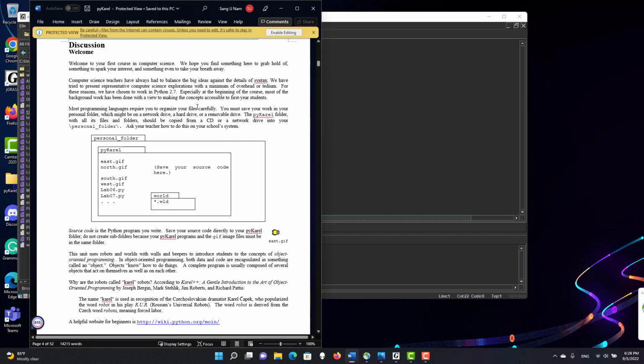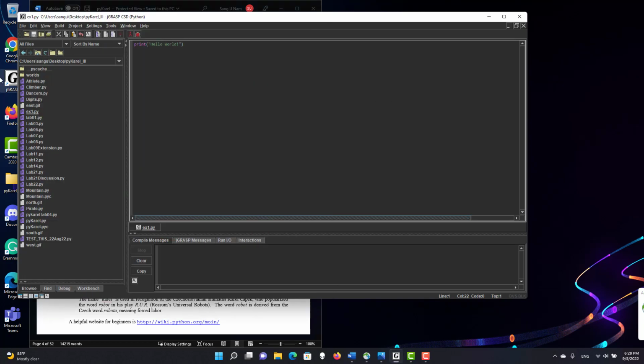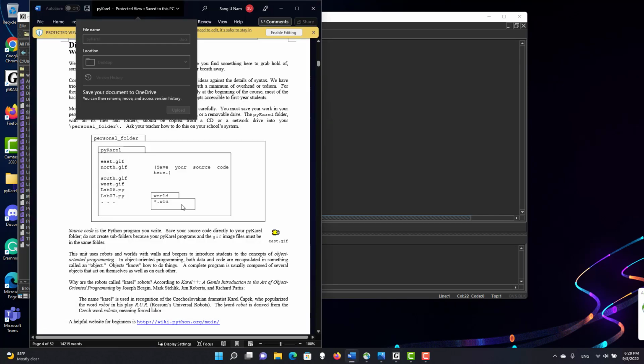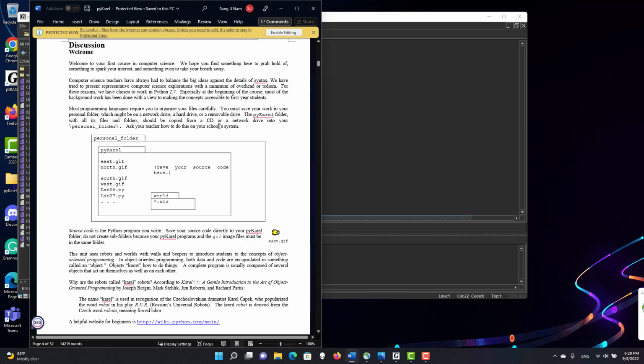And one thing I noticed is this file structure. Here, you must save your work in your personal folder, which might be on a network drive or hard drive or removable drive. The PyCarol folder with all its files and folders should be copied from a CD or network drive into your personal folder.